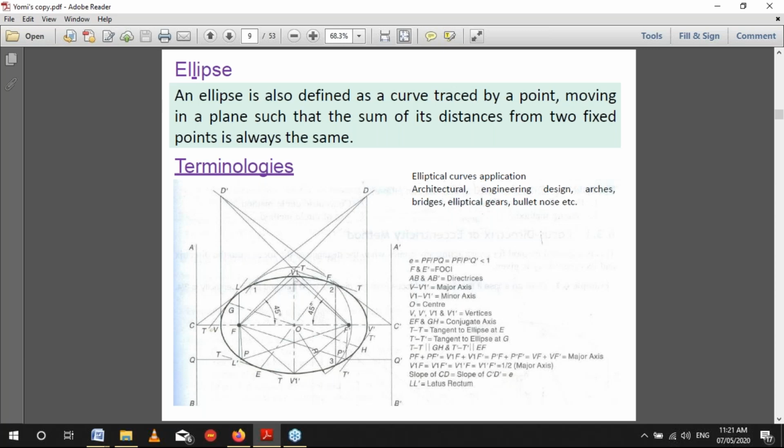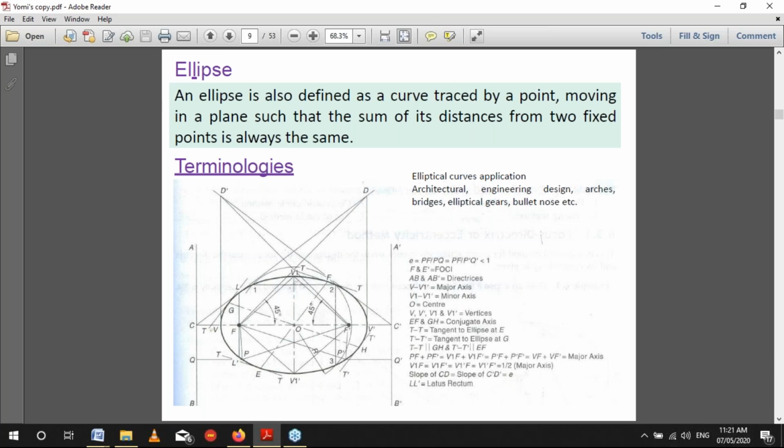So, if you can screenshot it, please screenshot it and do the practice on your own. Now, generating an ellipse using the concentric circle method, what do we do? Step 1, draw both axes as perpendicular bisectors of each other and name their ends as shown. You name their ends A and B.